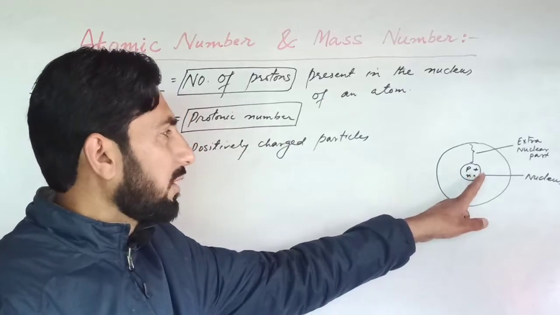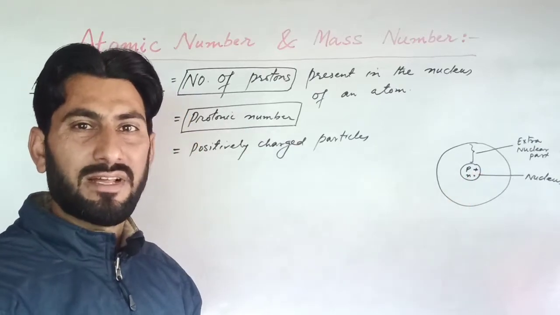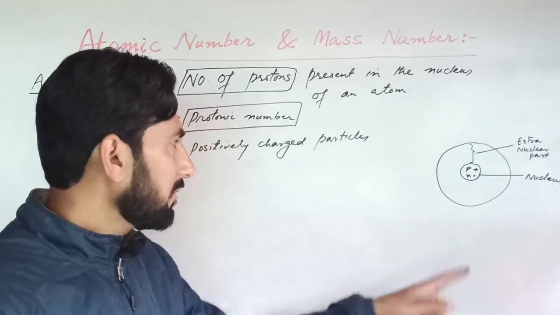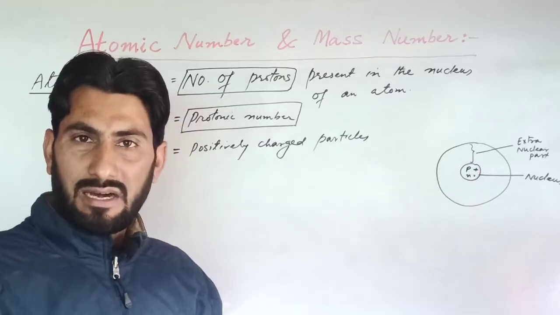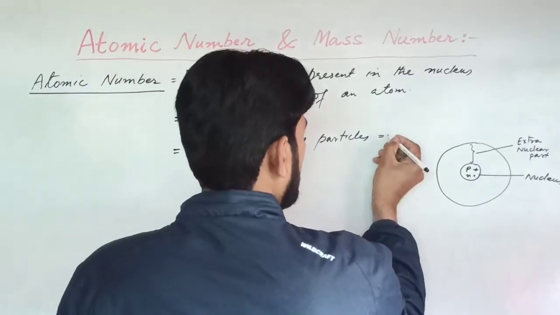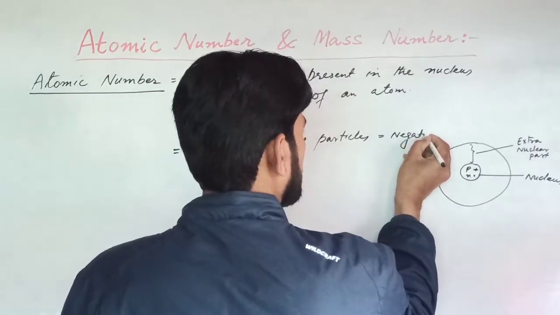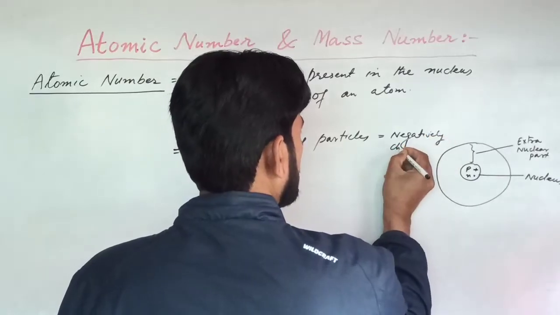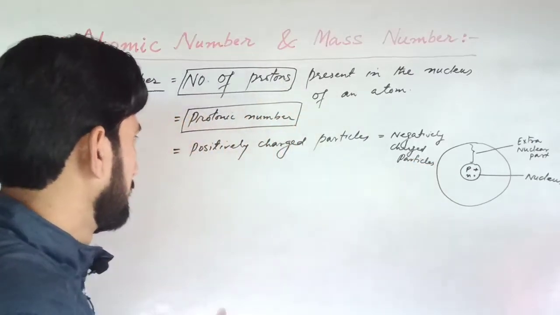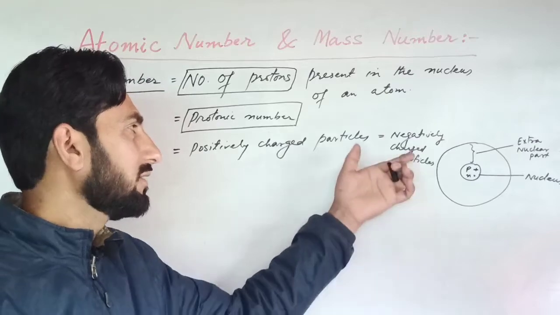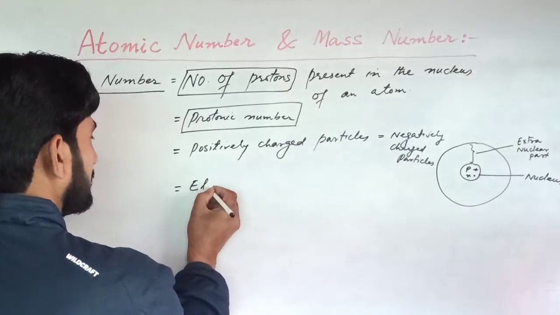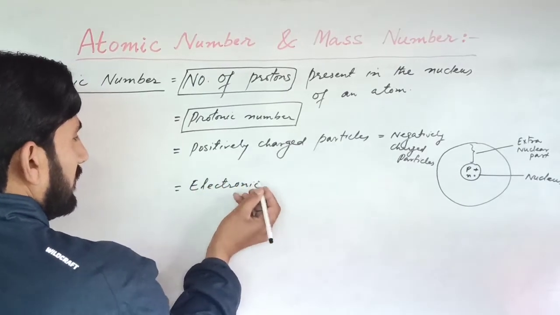So the number of positively charged particles present in the nucleus of an atom is called its atomic number. For a neutral atom, the number of positively charged particles is always equal to the number of negatively charged particles in the atom. Positively charged particles are called protons, whereas negatively charged particles are called electrons. So atomic number is also called the electronic number.